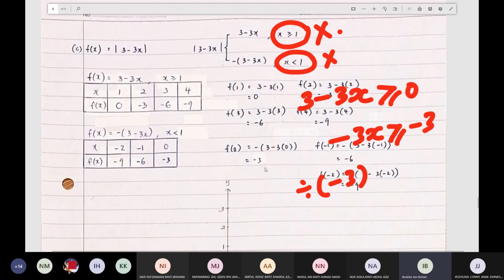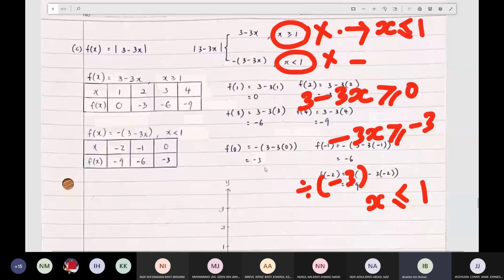Okay, so first function 3 minus 3x greater than or equal to 0, positive function. And here negative 3x greater than or equal to negative 3, and here divided by negative 3. Negative 3 over negative 3 here equals positive x, and you change the sign of the inequalities, less than or equal. And 3 over 3 here equals positive 1. So domain of the positive function here, x less than or equal to 1. And the negative function, x here greater than 1.